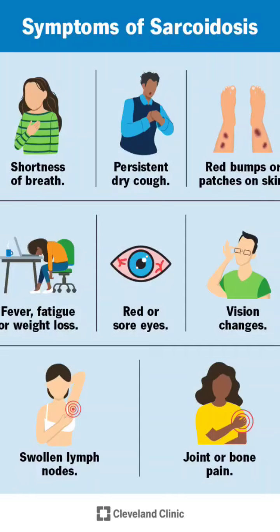Let's come to A. A stands for ACE enzymes. ACE enzymes are elevated. R stands for remission. It's a self-limiting disease. In 50% there is remission.